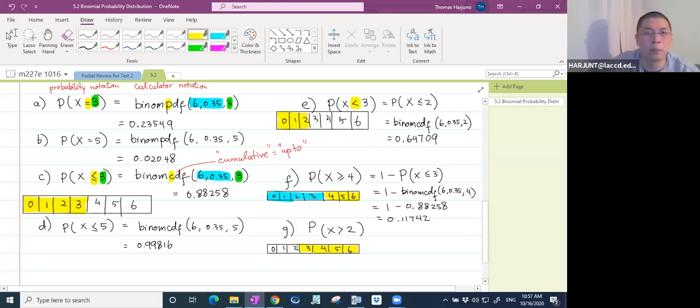Now, the complement is up to 2. So let me rewrite this. This is 1 minus the probability that x is up to 2. That's 1 minus binomcdf(0.35, 2).